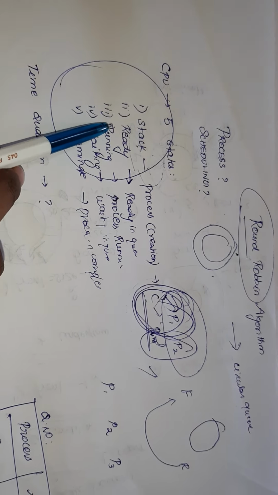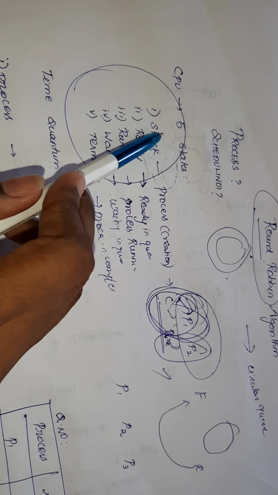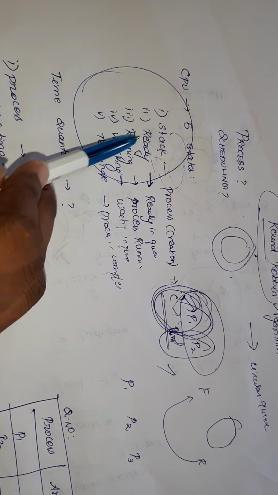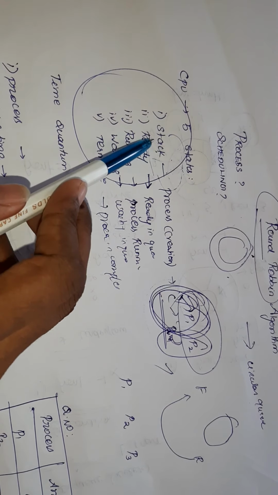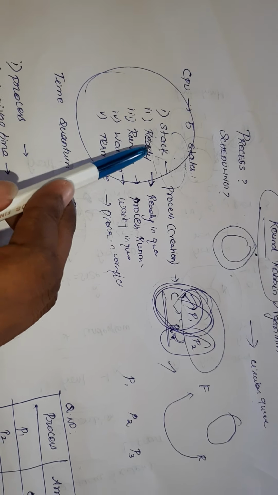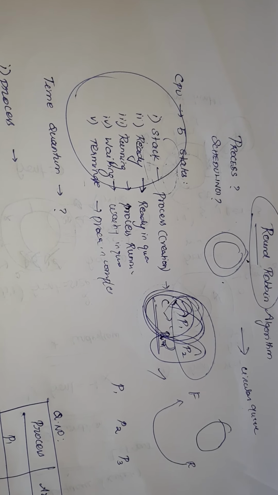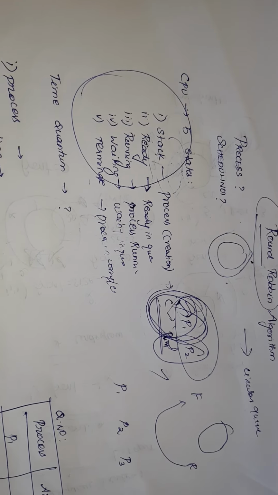So next one, ready. Which is ready? From the stack we are going to keep it in the queue. So next one, we are going to run the particular process. Then second, if any other process has come to the stack, that should be waiting. Then when the first process is completed, it should be terminated. Again it will repeat. This is what the main 5 things are doing in the CPU.